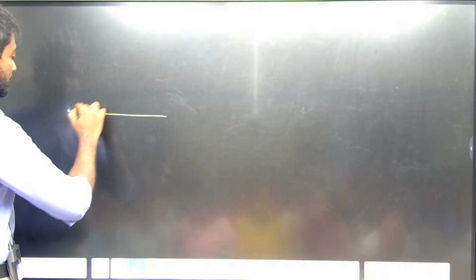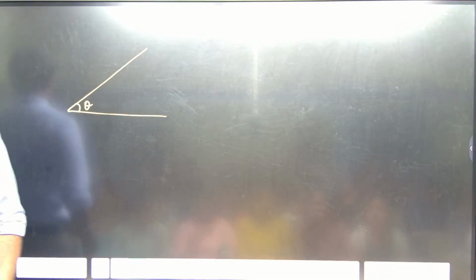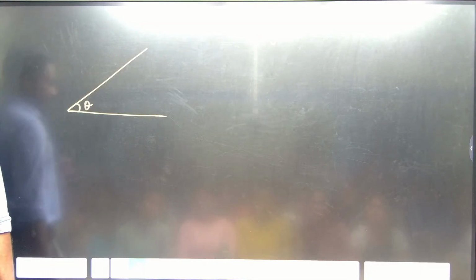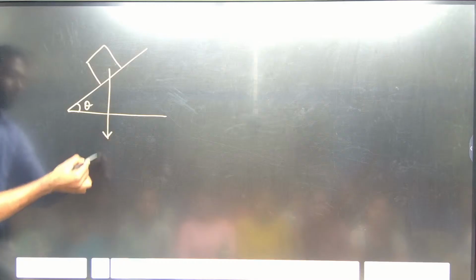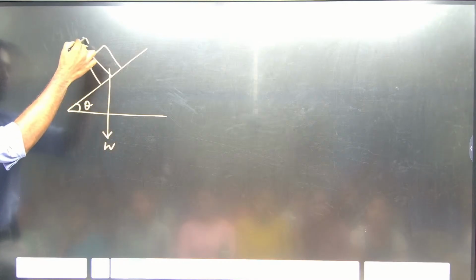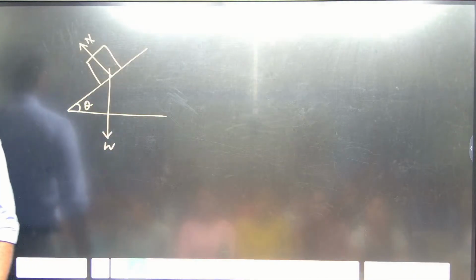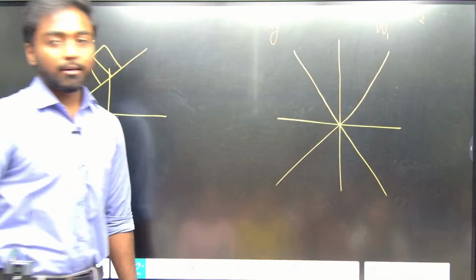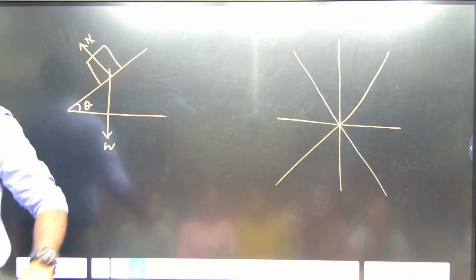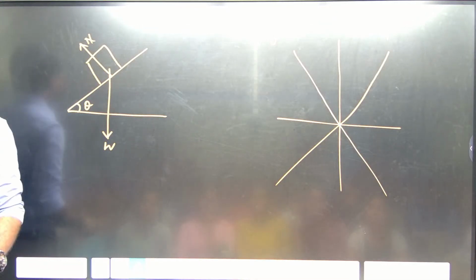Listen. If you try to understand this, it will be easy to take the components of the given things. This is the inclined plane with angle theta, right? The object is standing like this, this is my weight and this is my normal force. Whenever you have an inclined plane, what you should do is take 8 equal parts. How many parts are there once you check? 8 parts are there.